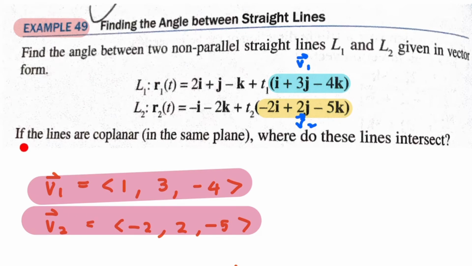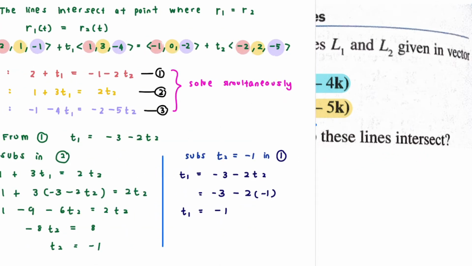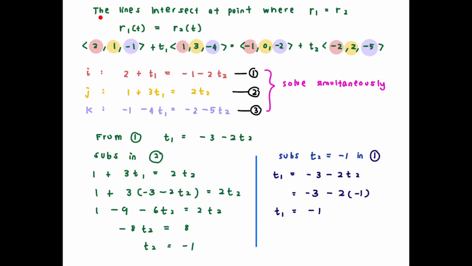Now let us answer the second part of the question. If the lines are coplanar, which is in the same plane, where do these lines intersect? So in order to solve this question, we must know that when it is coplanar, the lines intersect at the point where your R1 is equal to R2. So let's equate the first line with the second line. So this is R1 in vector form, equate it with R2 in vector form. So since it is in coplanar, so we can do this, we can equate them.